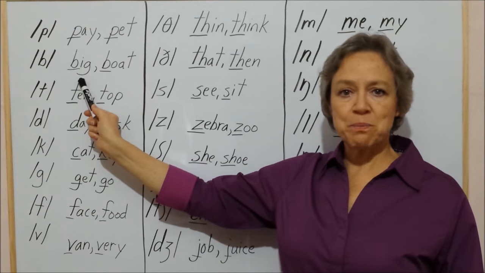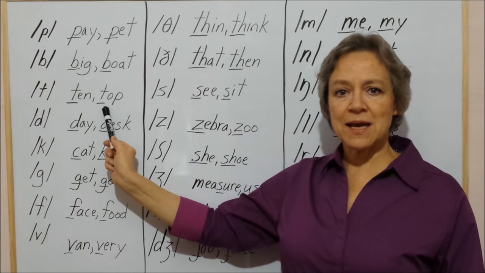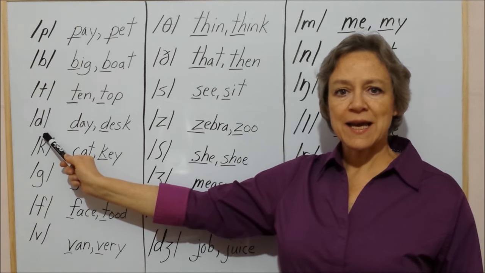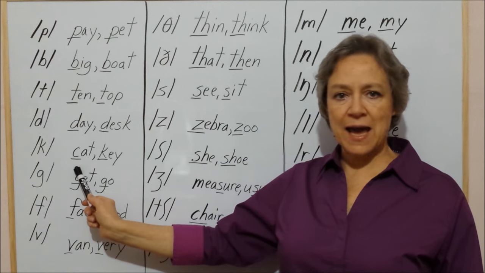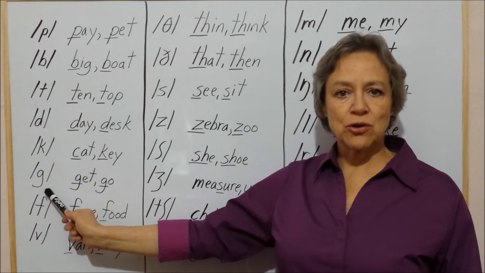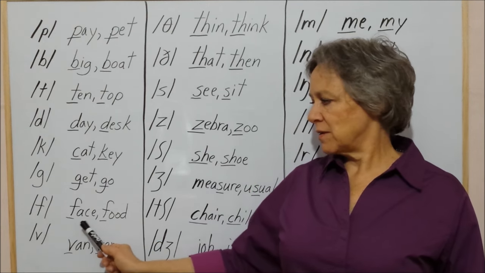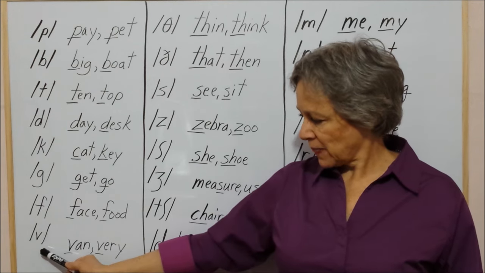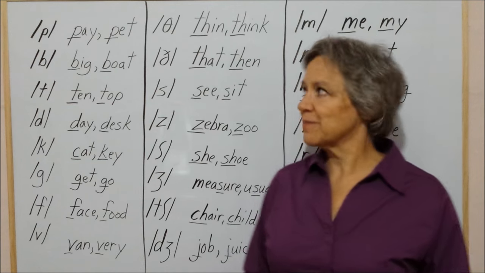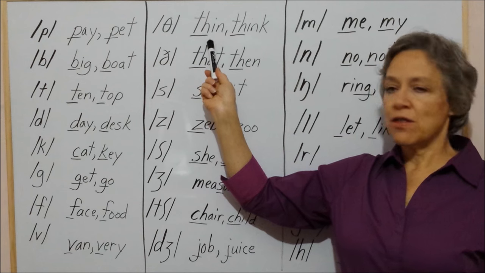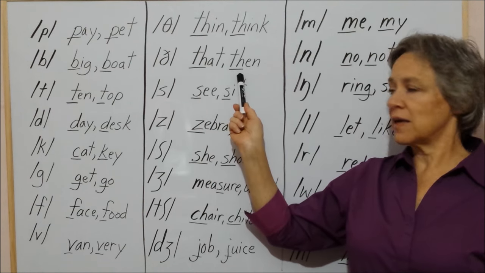/b/ as in big and boat. /t/ as in ten and top. /d/ as in day and desk. /k/ as in cat and key. /g/ as in get and go. /f/ as in face and food. /v/ as in van and very. /θ/ as in thin and think. /ð/ as in that and then.